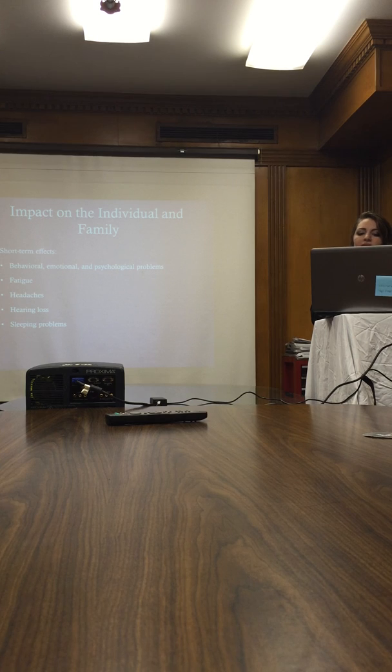Some short-term effects include behavioral, emotional, and psychological problems. You can have fatigue, headaches, maybe some hearing loss, and sleeping problems. Some long-term effects include the same things: behavioral, emotional, and psychological issues, and fatigue. You also might have some neurological deficits, but this is more common with pneumococcal meningitis, not with viral.